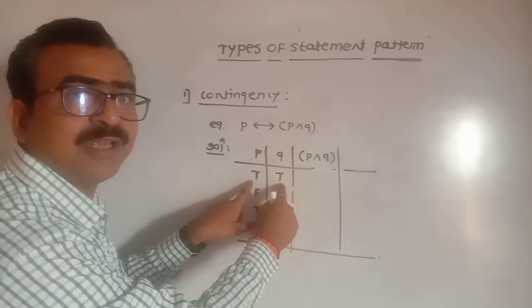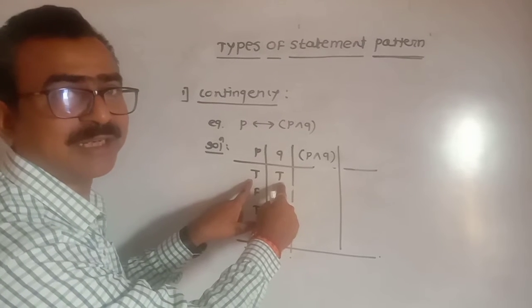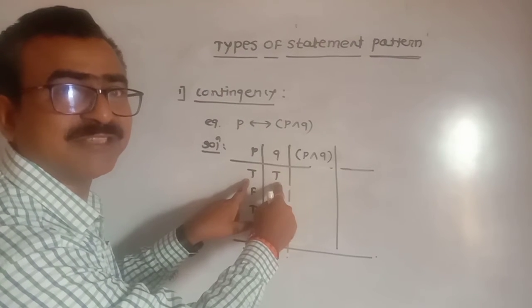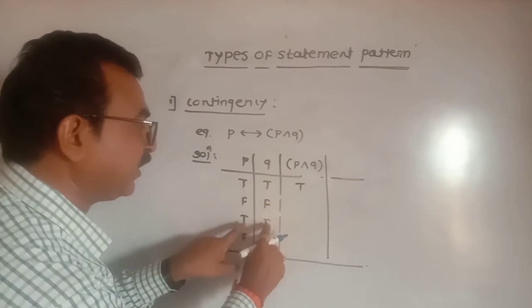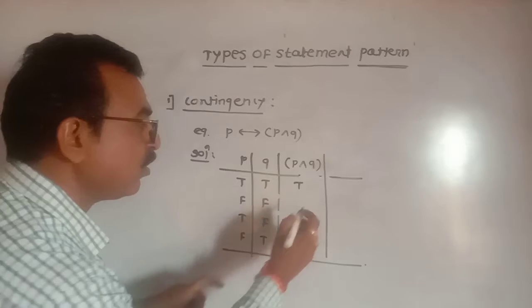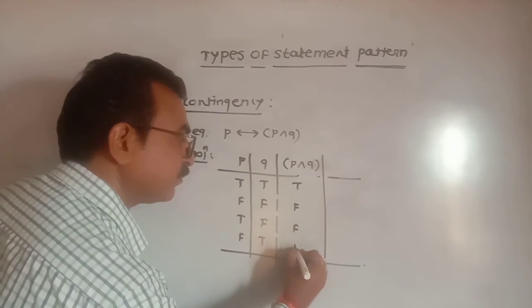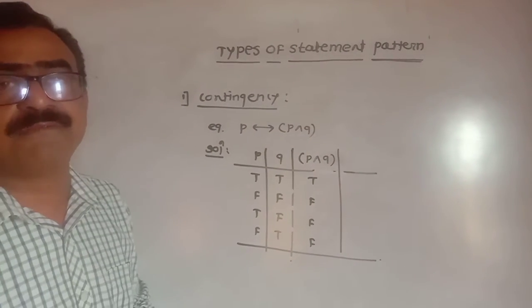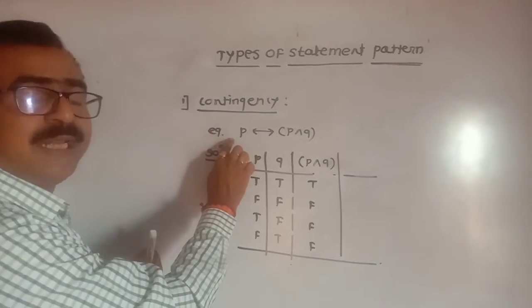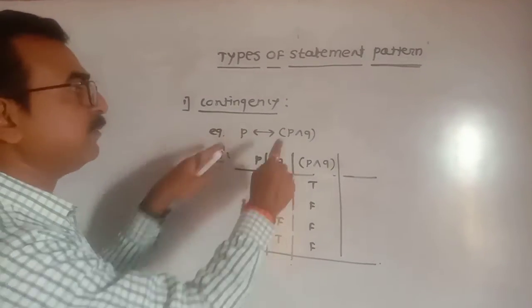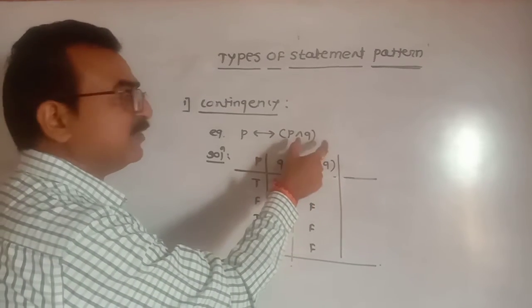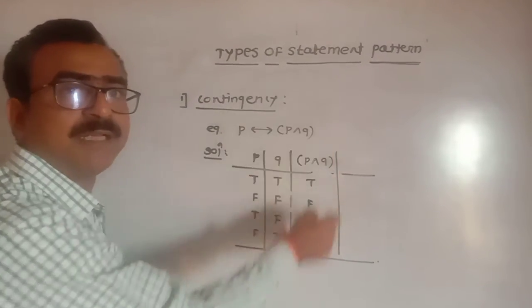Conjunction means when both the statements are true then their conjunction statement is true. म्हणजे TT असेल तरच T घ्यायचं आहे. TT, write down T. TT, TT, TT, no, write down F. After that again read the statement pattern. P is available in our truth table, and P conjunction Q, this simple bracket, is also available in our truth table.